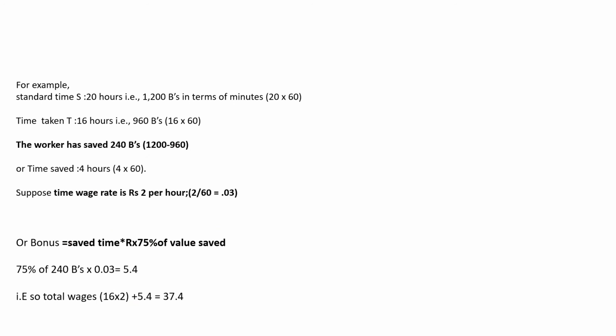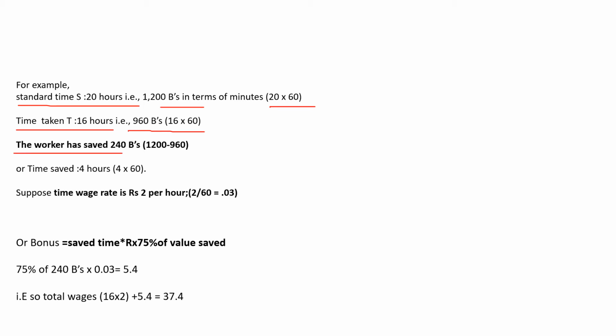Let us take another example. Suppose the standard time is 20 hours. So 20 hours means 1200 Bs. Okay, so this 1200 Bs, how did we get 1200 Bs? 20 into 60. Time taken is equal to 16 hours. So time taken, T, is equal to 16 hours. So 16 hours, 16 into 60 would be 960 Bs.